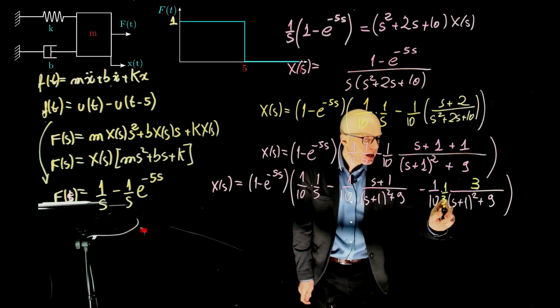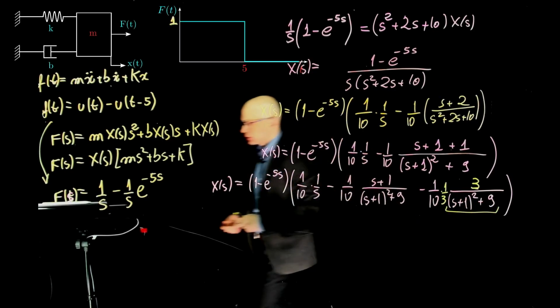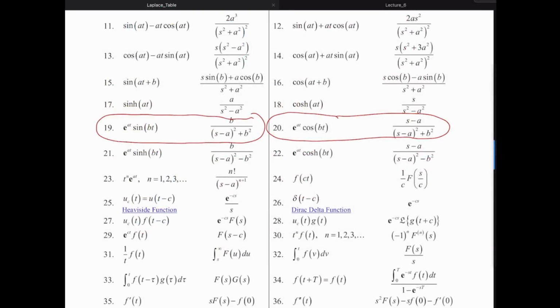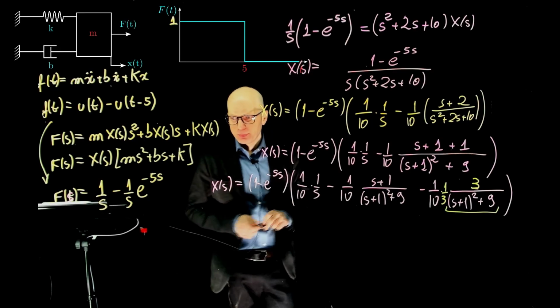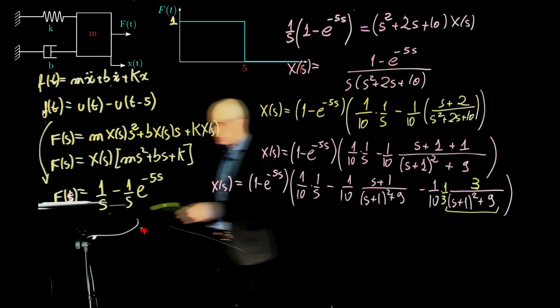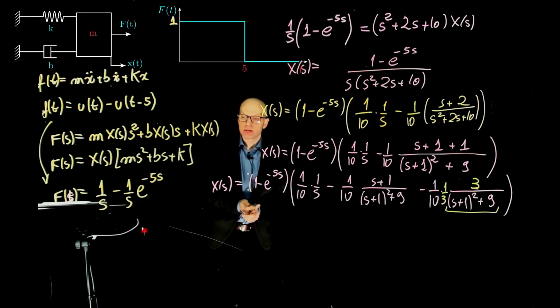But now this entire part here, let's go back to the table one more time, will fall into equation number 19. We have now b squared in the denominator, and you have b in the numerator as well. Okay, now you're ready to do the inverse Laplace.